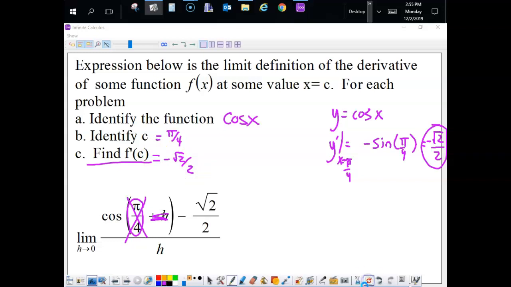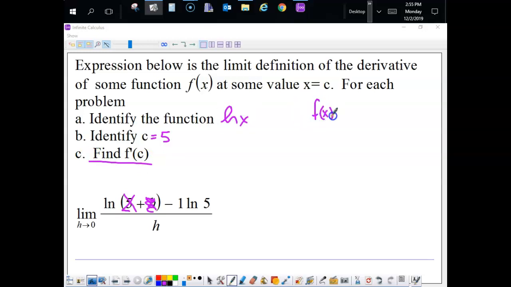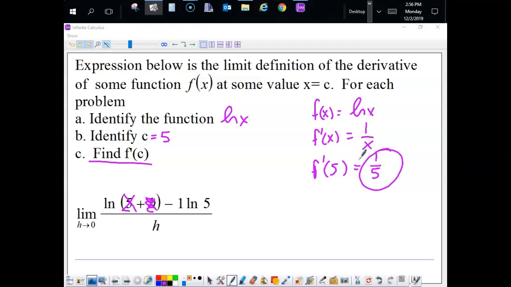Okay. Just got a couple of these. So in this case, my c value is 5. My function is ln of x. And we want to find the derivative at 5. So if my function is ln of x, then f prime of x is 1 over x, and the derivative at the value of 5 would be 1/5. And so that's what this limit equals.